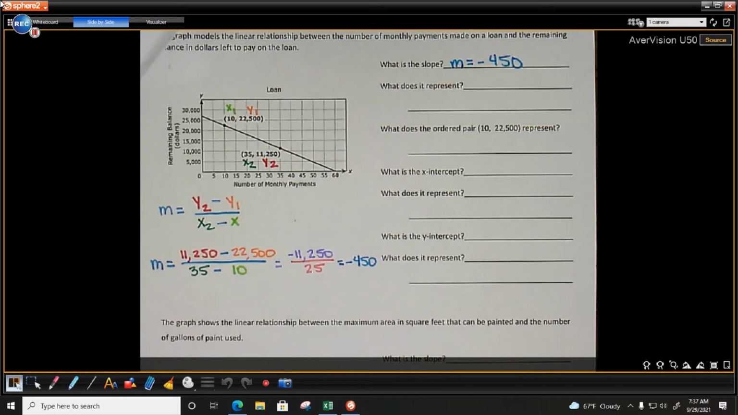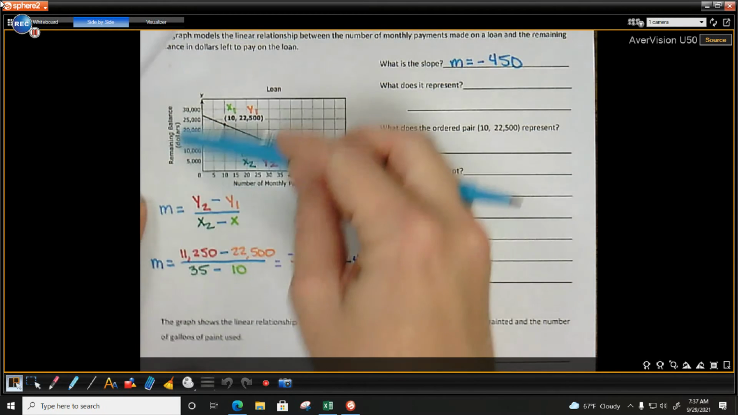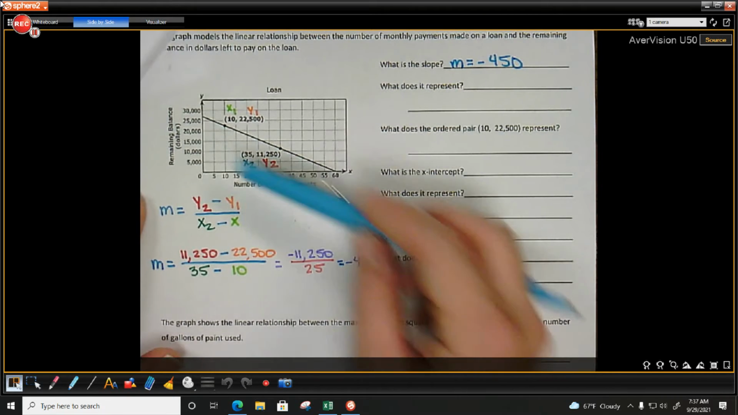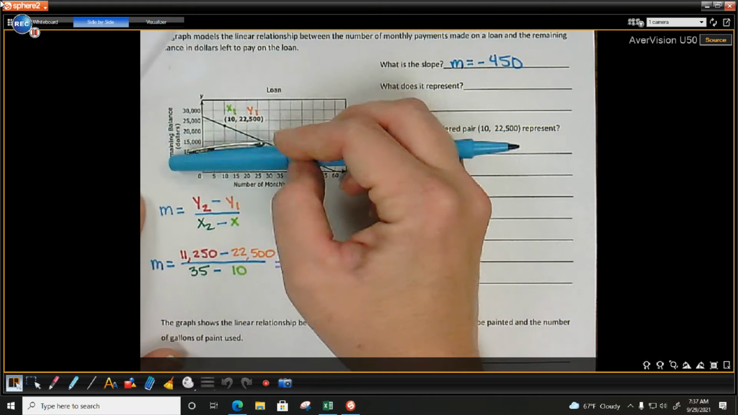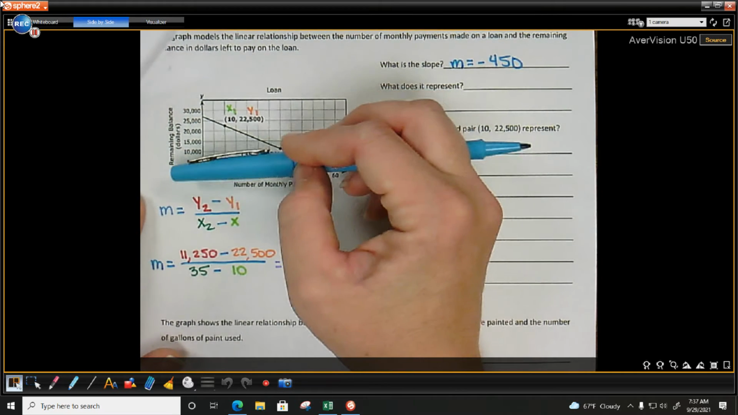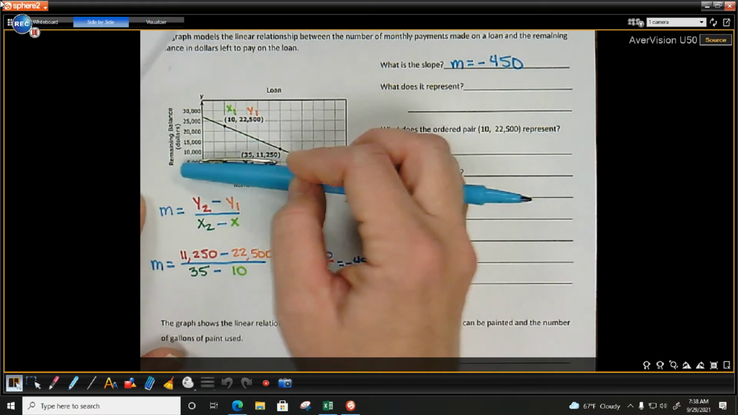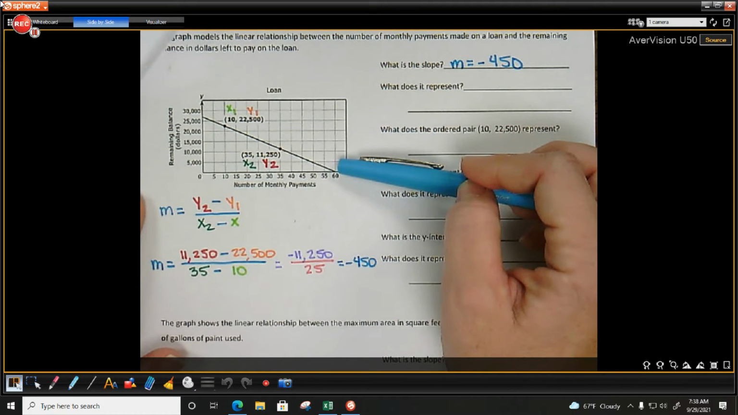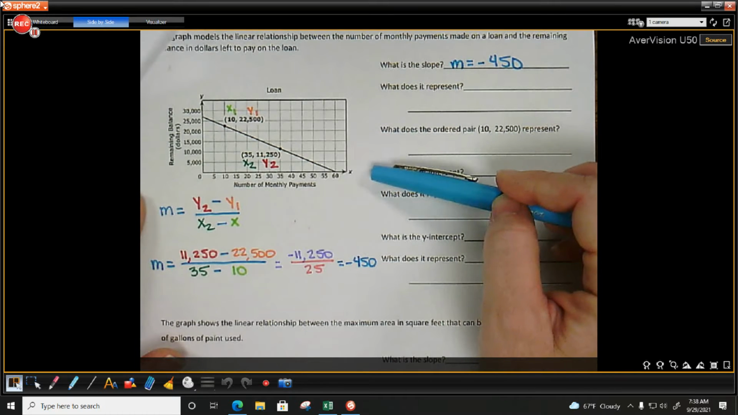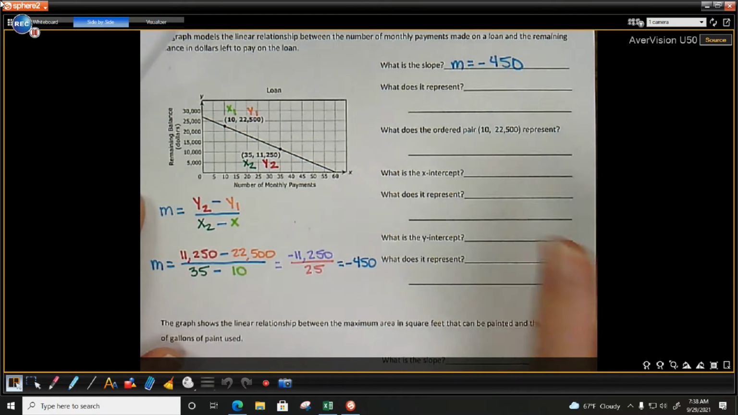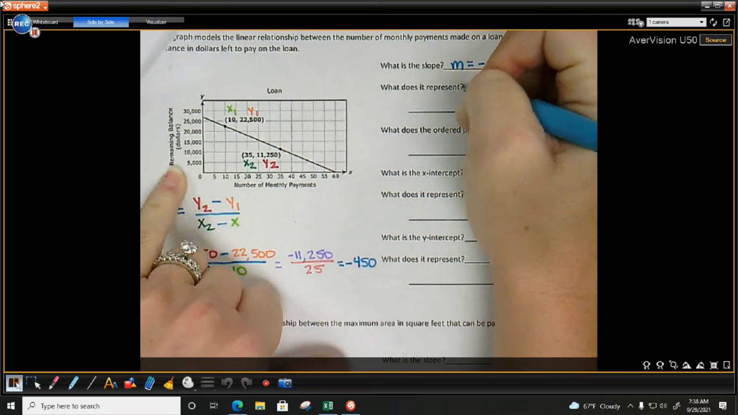Okay, so when we are interpreting slopes, it's rise over run. Well, what is my rise axis labeled? The remaining balance, dollars. So, whenever you are interpreting your slope, you're going to say y per, what's the x labeled? Monthly payments, number of monthly payments. So, are my values increasing or decreasing? Decreasing because it's negative.